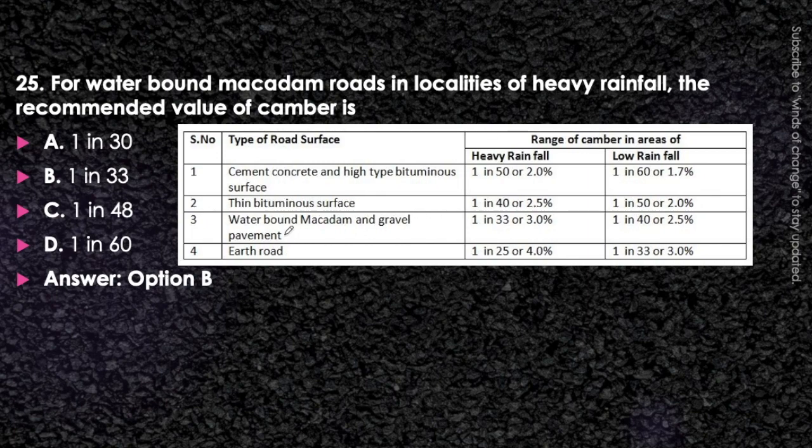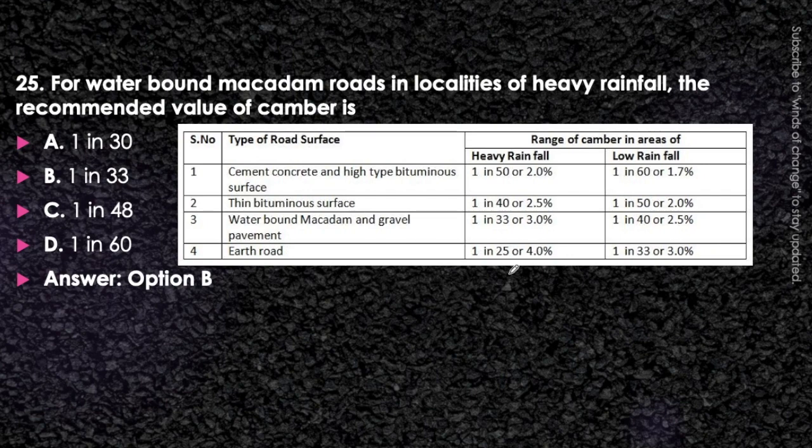In this we can find that for WBM and gravel pavement, for heavy rainfall the range of the camber will be 1 in 33 or 3%, and for low rainfall it will be 1 in 40 or 2.5%. For the other cement concrete, thin bituminous surface and earthen road, these values will be adopted for the cambers which are given in this table. Okay, memorize it by pausing this video.